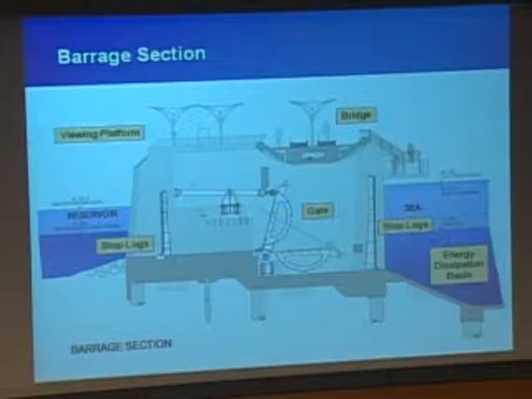There's a bridge that runs across the whole barrage structure, and there's a deep energy dissipation down here to try to get rid of some of the excess energy. Flood flows through this thing can be as high as 2,000 cubic meters per second. Actual design load is 4,000 cubic meters per second. So we can get very large flows through here.